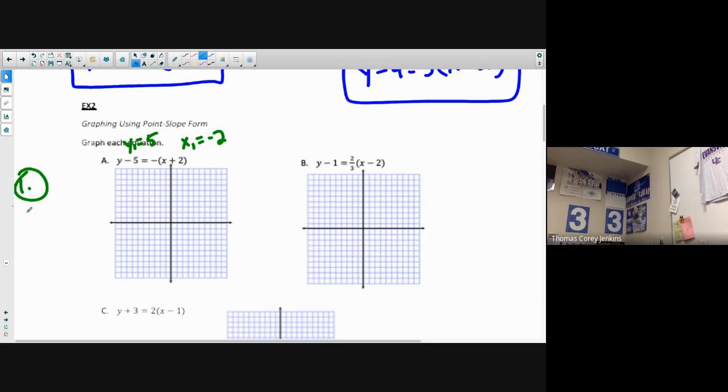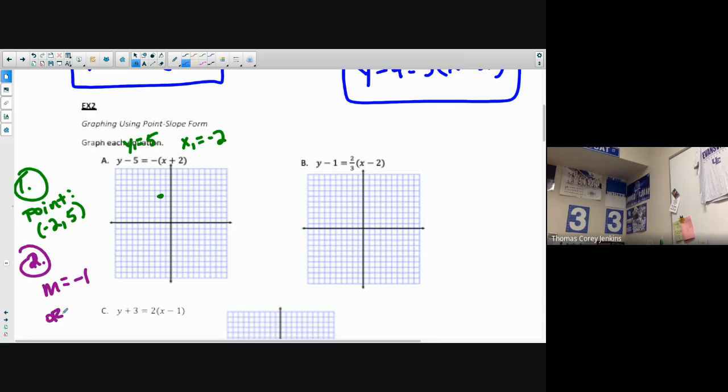So my point from point slope is negative 2 comma 5. Because remember, it goes x comma y, right? So my x is negative 2, my y is 1, 2, 3, 4, 5. That's going to be my starting point. From there, I use whatever the slope is. So step 2, we use slope. So remember, slope goes on the outside of the parentheses. If it's just a minus sign, that's going to be a negative 1. So m equals negative 1.